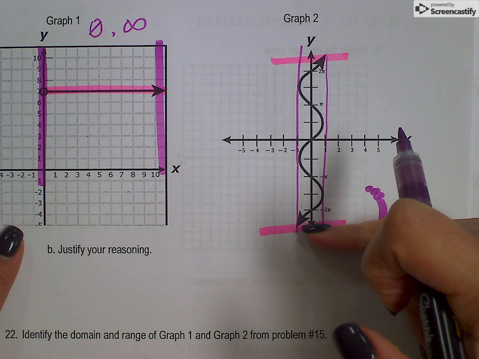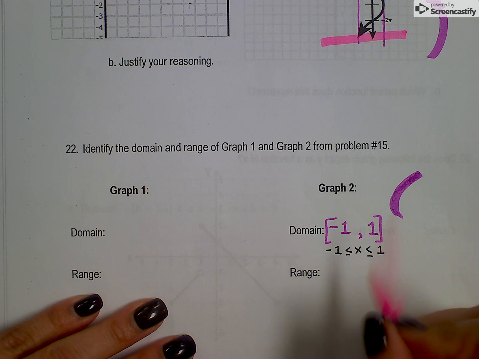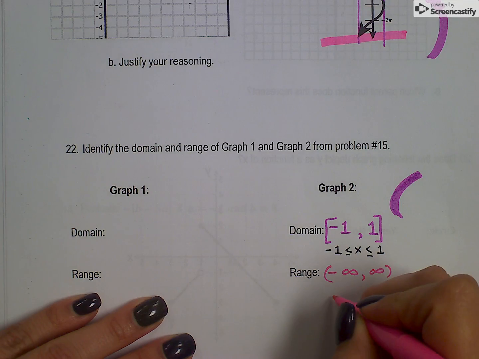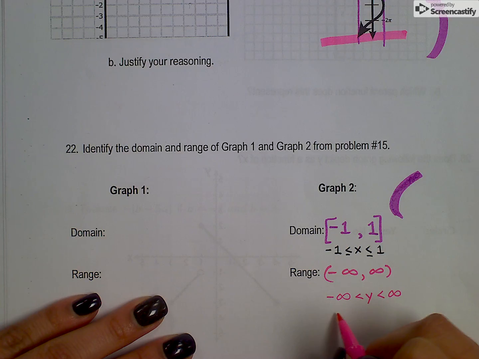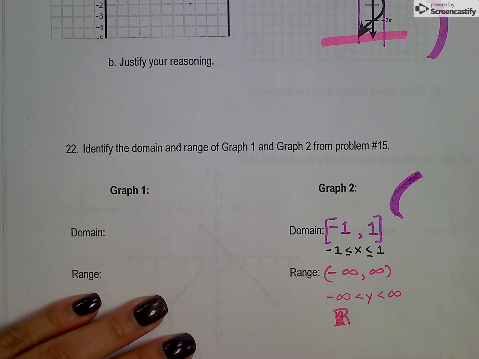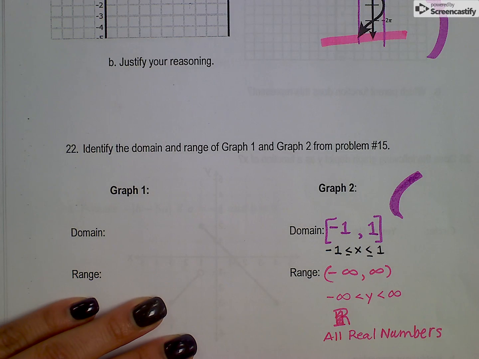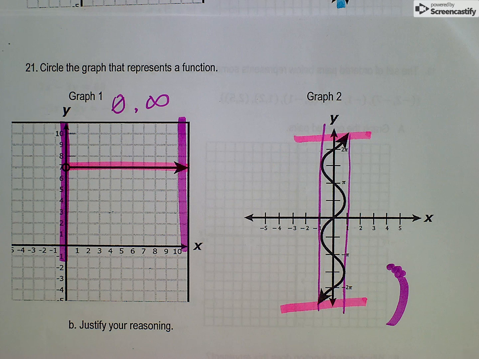Now, bottoms up, starting at the bottom, I have a negative arrow and a positive arrow. So that would look like -infinity, +infinity. You could even say -infinity less than y less than infinity, or you could say all real numbers, or you could literally write that out as well. Okay, the best way to know that you have all real numbers is that you have 2 arrows and they're pointed in opposite directions.